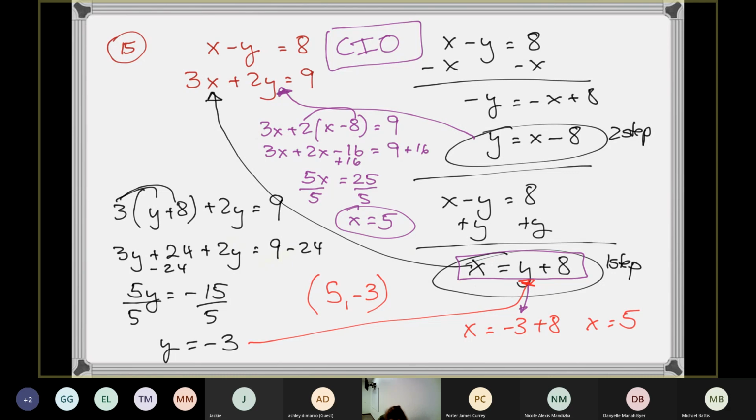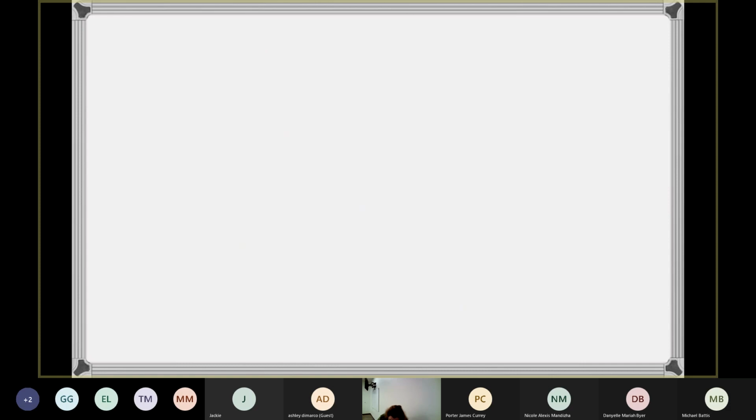Okay, here's one for you guys. How about 22? x plus 2y equals 0. 2x minus 6y equals -15. Okay, I'll give you a minute. This one's for you.